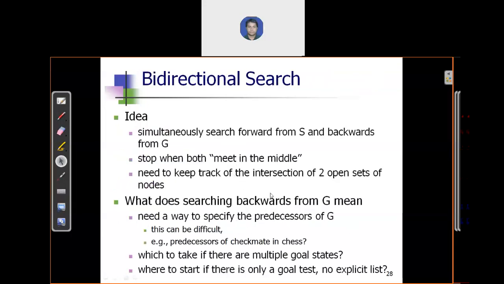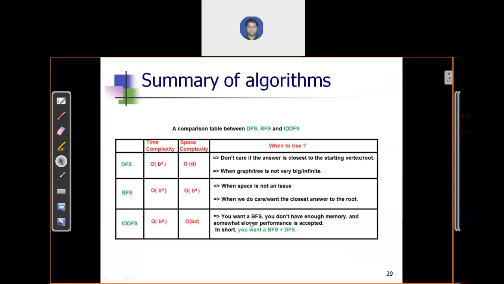Bidirectional search, as we already discussed, so I'm skipping the idea of it. These are the comparison of the search techniques BFS, DFS, and iterative deepening DFS. The time complexity of all these three techniques is the same, which is b to the power d. The space complexity of DFS is bd, and for BFS it is b to the power d, since it searches the whole search space.